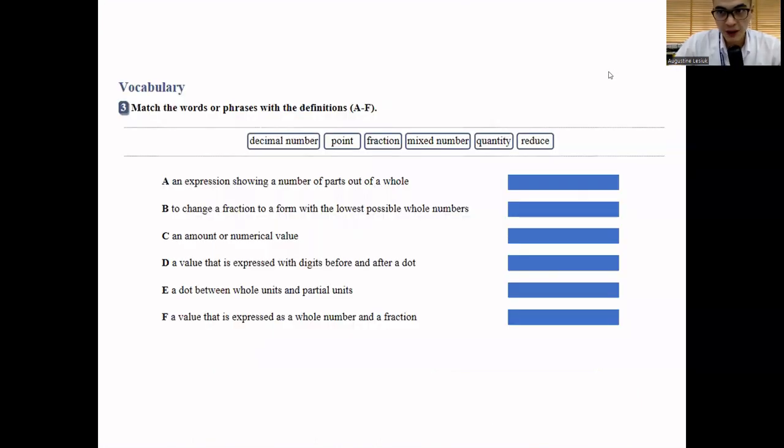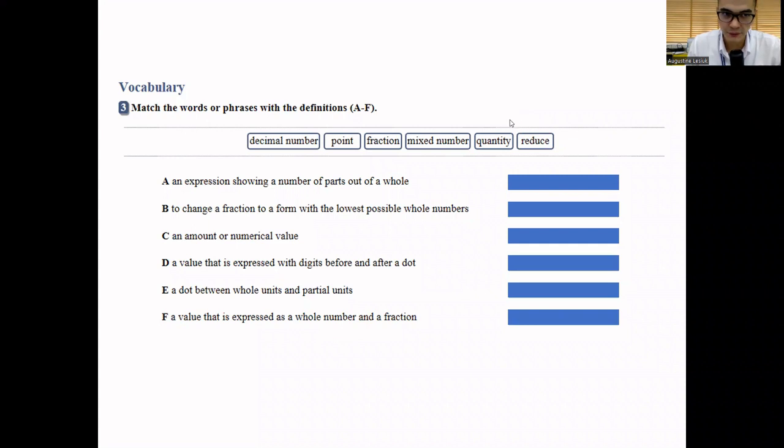For the first vocabulary segment of this unit, I want you to match the following words or phrases with the following definitions. So we have these words here: decimal number, point, fraction, mixed number, quantity, and reduce. I want you to match each of these words to the definitions down here. Pause the video, try that out yourselves first. And when you're done, resume the video and we will go through the answers together.